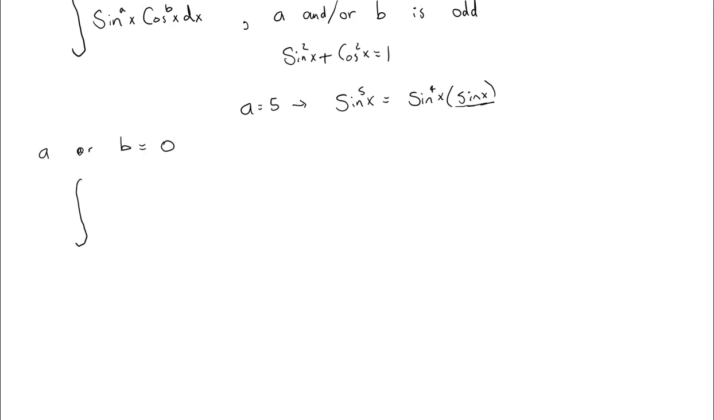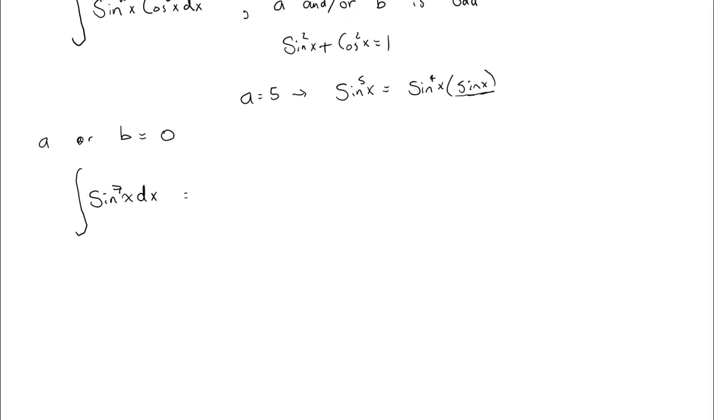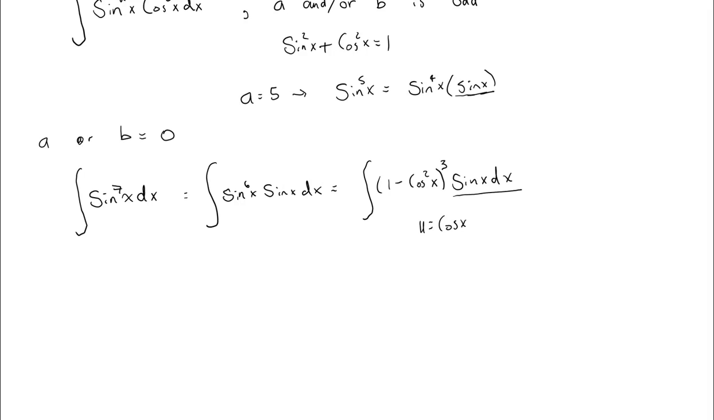If I had the integral here of some odd power, sine to the 7th of x dx, and our b was 0, well, we could still do this because this would be equal to the integral of sine to the 6th of x times sine of x dx. And we could then rewrite this as 1 minus cosine squared of x, and this would now be to the 3rd power, times sine of x. And we would continue following suit where our u is equal to cosine of x, and then we eventually get rid of this sine of x dx.